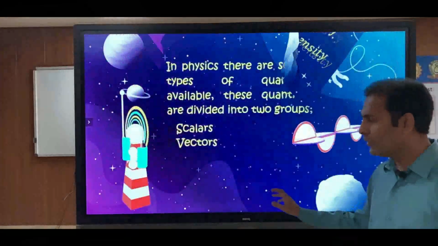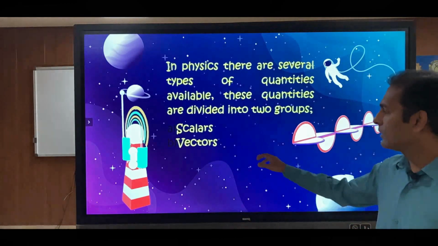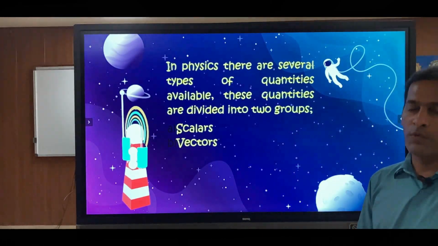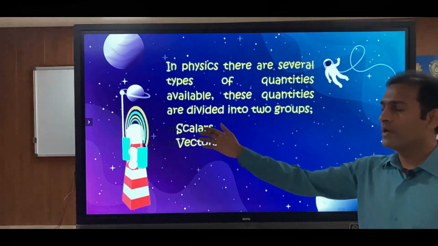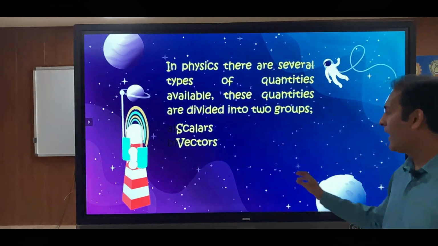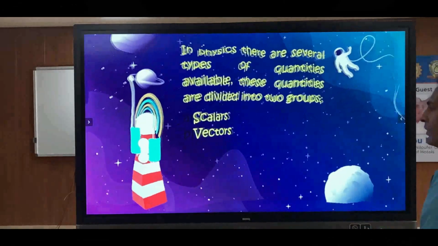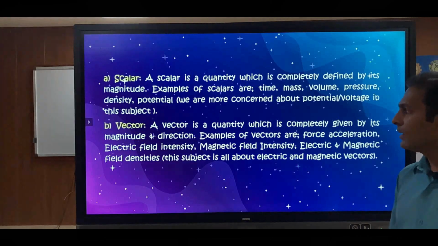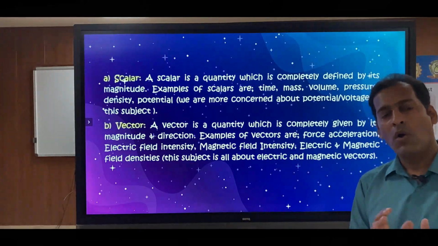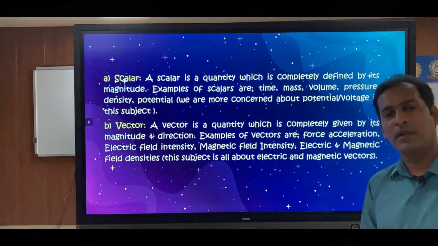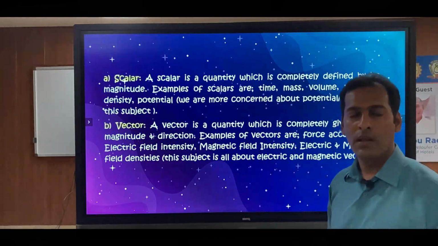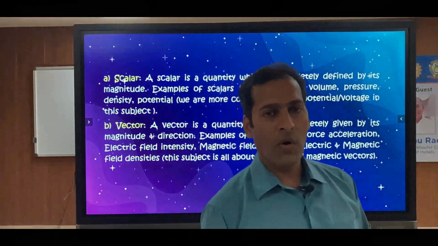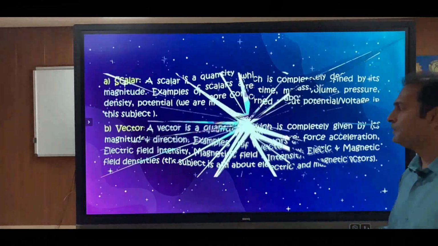In physics, there are 2 types of quantities. One is scalar and another one is vector. We are concerned about the vectors, the signals which may be coming from an antenna, which have the direction as well as magnitude component. A scalar is defined as a quantity which has only magnitude, but it does not have the direction. But vectors have magnitude as well as the direction. We are concerned about these vectors.